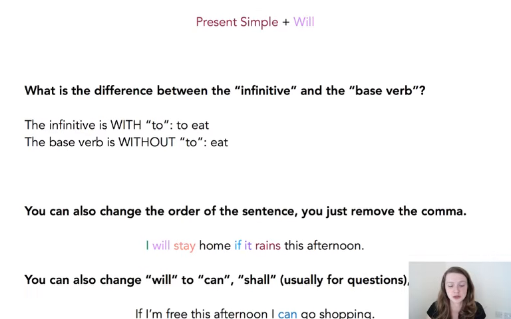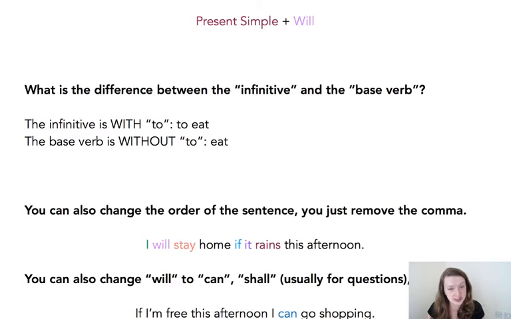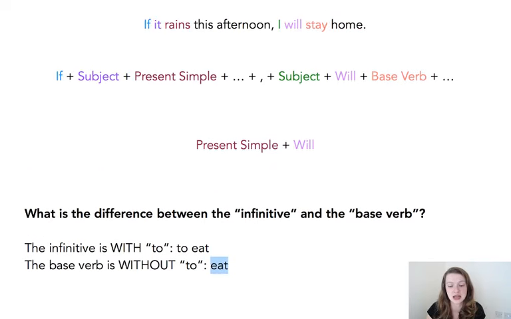So just to describe the difference between infinitive and the base verb, infinitive is basically with to. So if you're using the to eat. If you're using the base verb, there is no to, but you don't conjugate. So you don't say he eats, for example. You don't change it to eats. You don't conjugate. You keep it the same, like here, stay. So even if it's he will stay, I don't say he will stays. Okay, nothing changes.